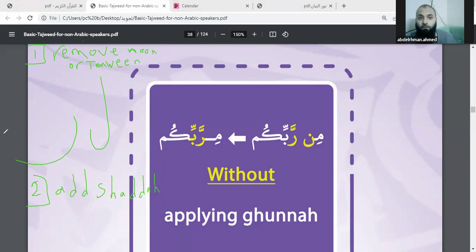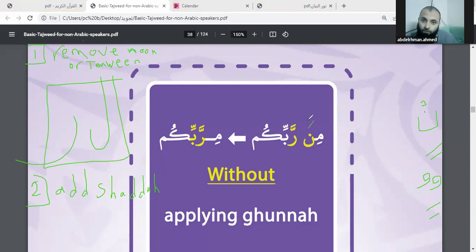Third step. In the previous lesson, idgham with ghunnah, we said we do ghunnah. But here, should we do ghunnah? No, we should not do ghunnah because this is merging without ghunnah. What are the letters? The letters are two letters, lam and ra, or ra and lam. So if I have noon sukoon or tanween, double fatha, double dhamma, double kasra, followed by one of these two letters, what should I do?